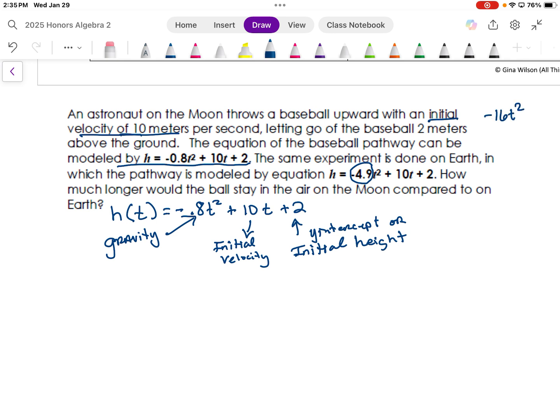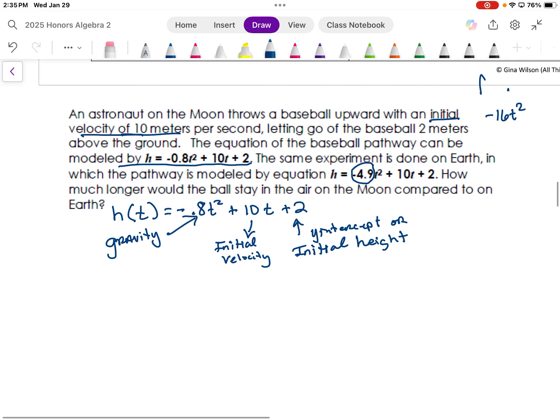A negative 16 out front? That's what it is when we're doing feet. When you're dealing with feet, the U.S. customary units, because we got to be different in the United States, gravity is always a negative 16. If you see an 8.9, that means you're dealing with the metric system in your problem. Now, that's just extra food for thought.